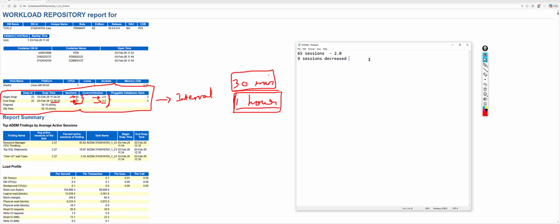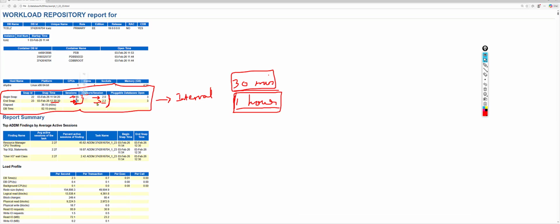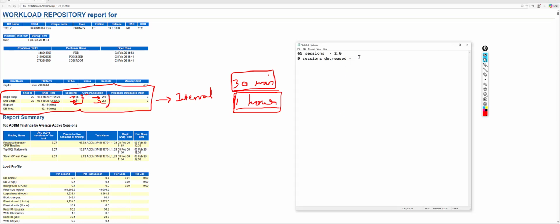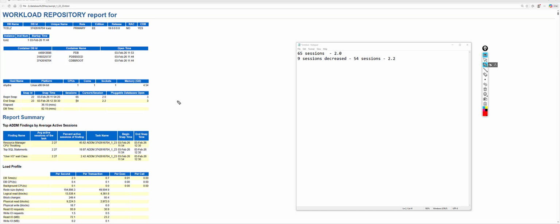Each session allocated 2 cursors between the start time and the end time. During the end time only 54 sessions were there, right? So 54 sessions. So each session opened almost 2.2 cursors. Okay, this is pluggable database open, so this is not actually that important. It's just information about the pluggable databases on the CDB.